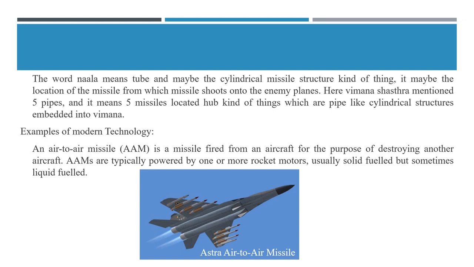So, modern day example. As I told you already, we are not so much advanced, but still we have some technology. So let us see some similar technology. An air to air missile is fired from an aircraft for the purpose of destroying another aircraft. It is typically powered by one or more rocket motors, usually solid fuel but sometimes liquid fuel. Here we can see, hope you can see the diagram. It is completely understandable how they are describing it in the Vimana. We can completely visualize it here in this picture.